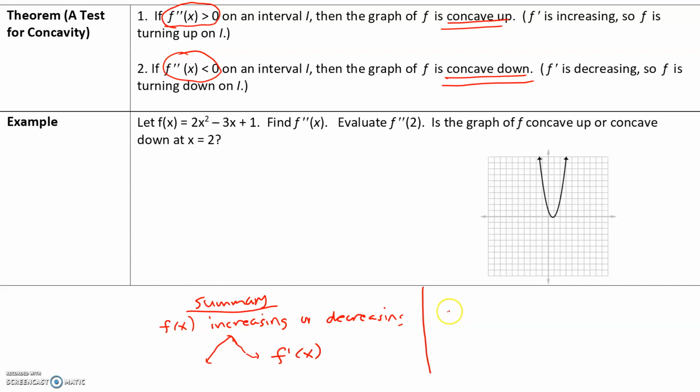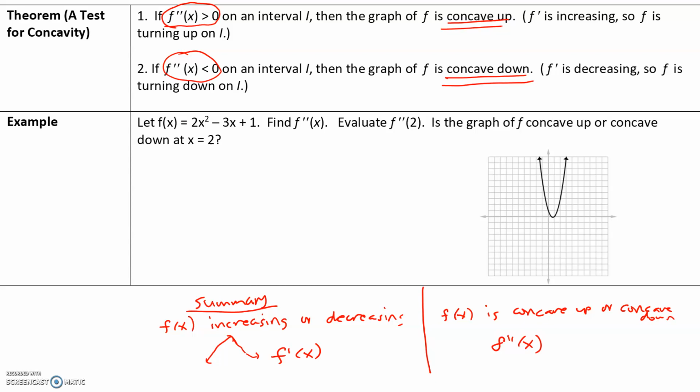If you want to determine if f of x is concave up or concave down, that's when you would use the second derivative. So the first derivative is to determine if a function is increasing or decreasing. The second derivative is used to determine concavity, if it's concave up or concave down.